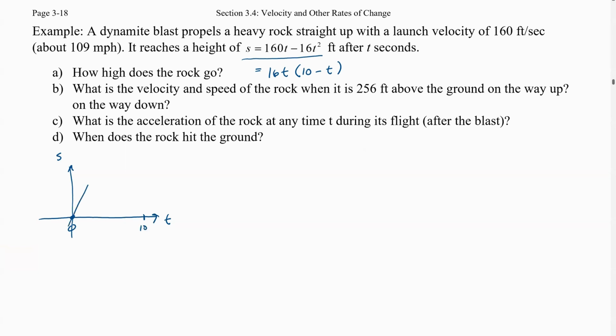If I was just using skills from the earlier class, I'd say there's the parabolic path, or a parabola that describes the height of the rock. And I'd say it looks like it reaches its top height at 5. So to answer question A, what is the position at time 5? 160 times 5 minus 16 times 5 squared.